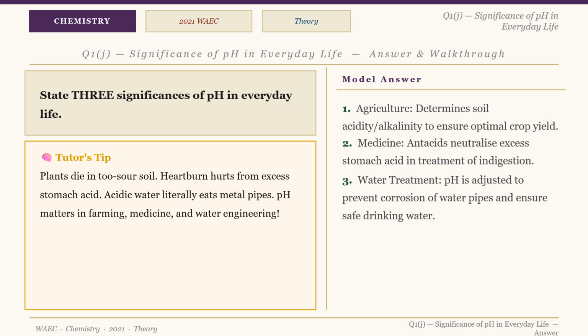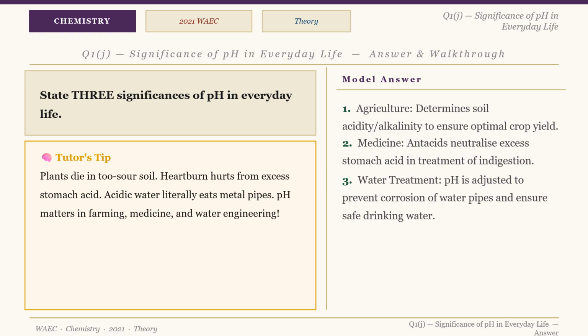So number 1 says agriculture: determines soil acidity or alkalinity to ensure optimum crop yield. Number 2 says medicine: antacids neutralize excess stomach acid in treatment of indigestion. Water treatment: water is adjusted to prevent corrosion of water pipes and ensure safe drinking water.